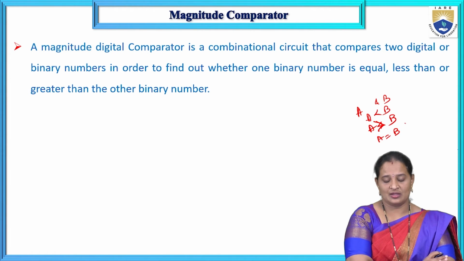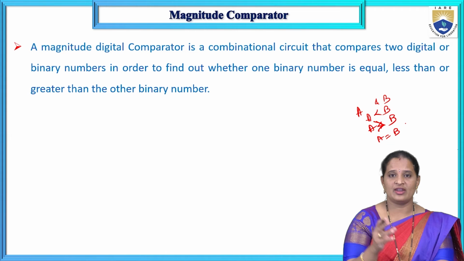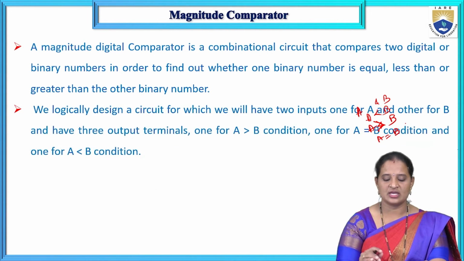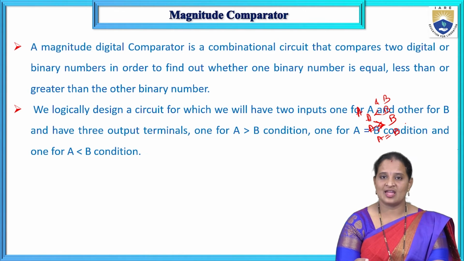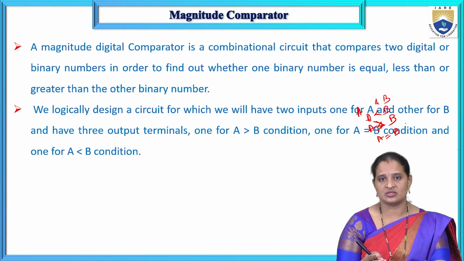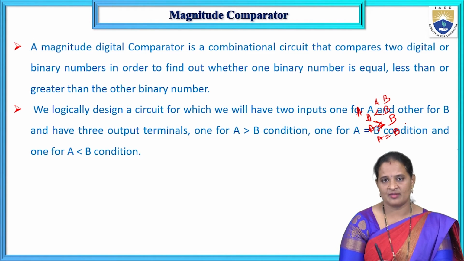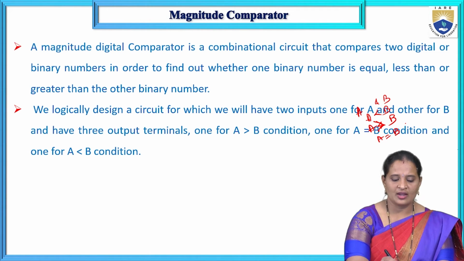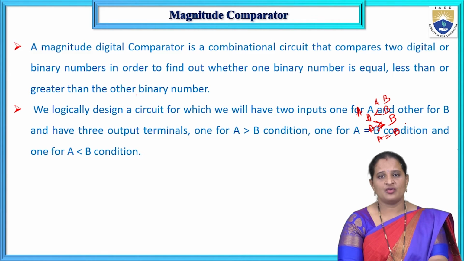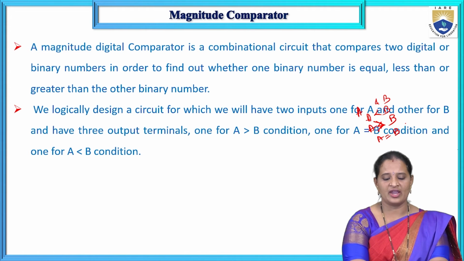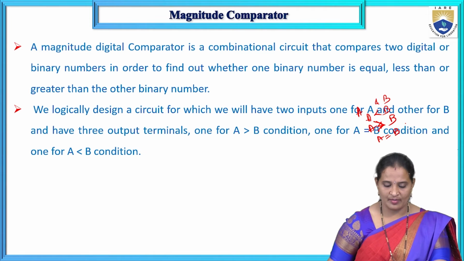Whenever we are performing the comparison operation, there are three possibilities of outputs: A greater than B, A less than B, and A equal to B. So whenever I am comparing two numbers, there are three possibilities. Here, this is a combinational logic circuit which is used to find whether one binary number is greater than, less than, or equal to the other binary number.